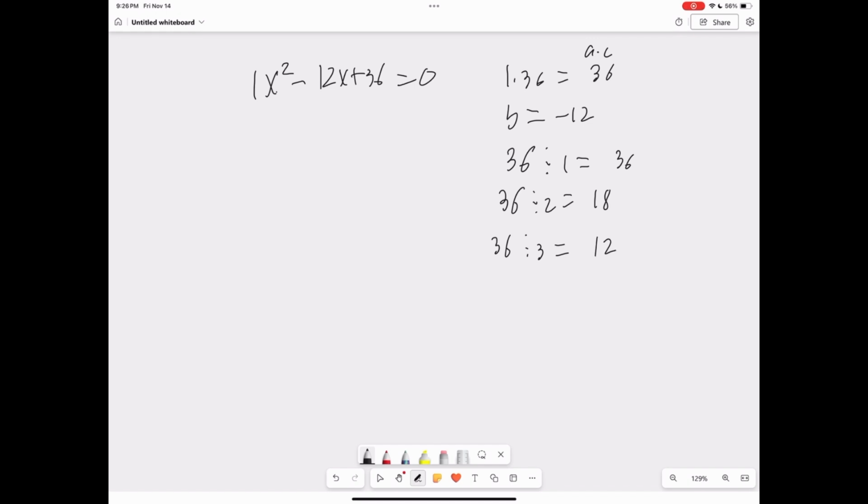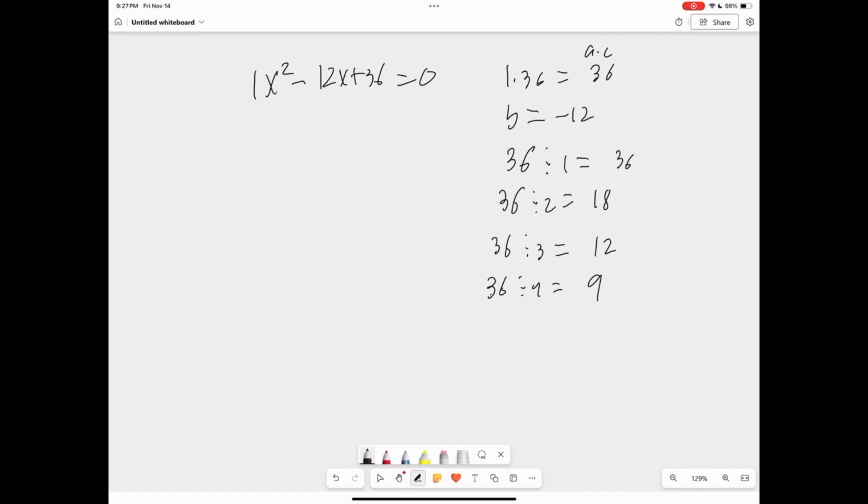Let's try 36 divided by 3, which is 12. 12 plus 3 is 15, and 12 minus 3 is 9. Negative 3 plus 12 is also 9, the same as subtracting. What about 36 divided by 4? That's 9, and 9 times 4 is 36. Let's think about adding first: 4 plus 9 is 13.